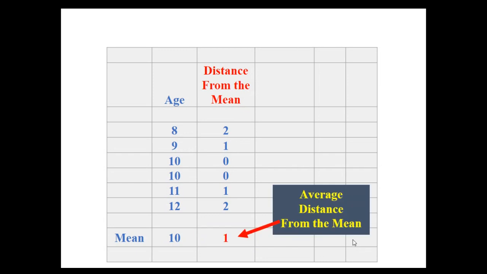Okay, and there's the answer. The average distance from the mean is 1. We got that because if we add 2 plus 1 plus 0 plus 0 plus 1 plus 2, we get 6. That's their sum. And then we divide by the number of scores, which is 6, and that gives us 1. So 6 divided by 6 is 1, and that's the average distance of these scores from the mean.